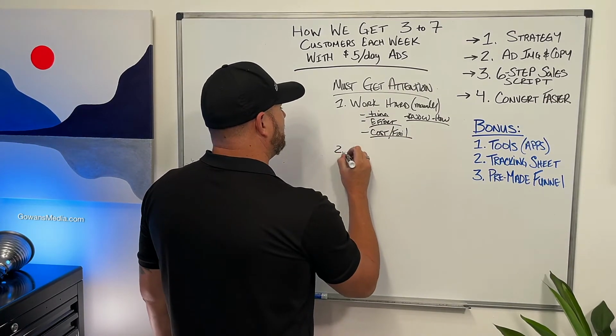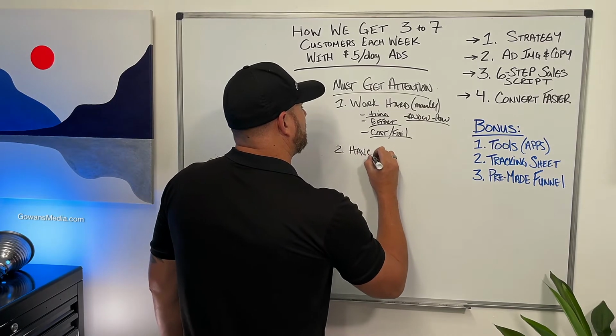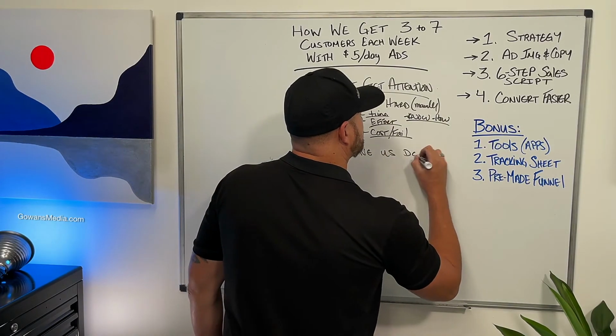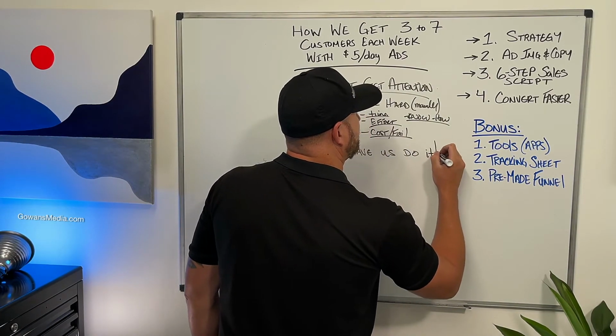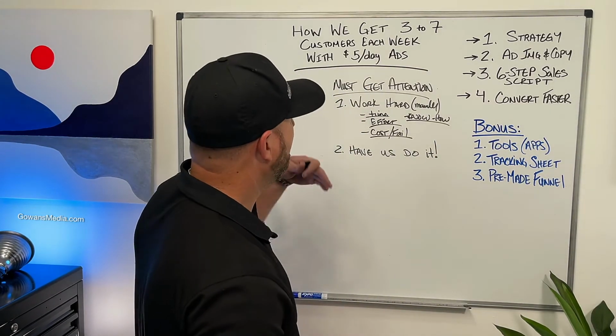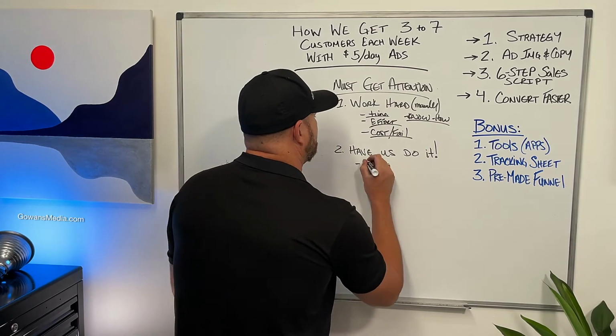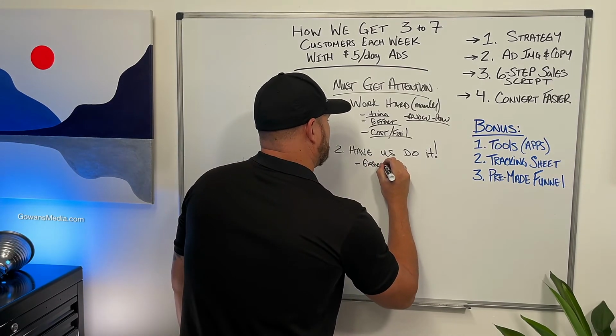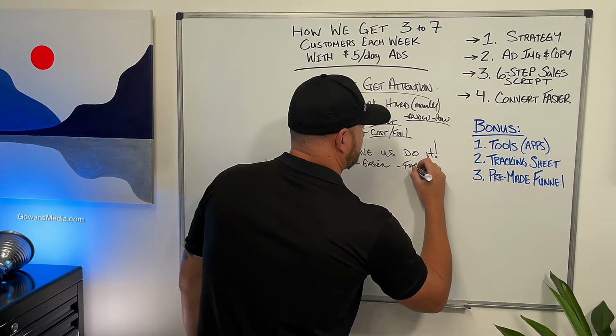The second one is to have us do it, okay? So we're really good at this stuff. We've been doing this for a long time. We've made 7 figures doing this stuff repetitively, and we're really gonna make it a lot easier, okay? It's gonna be a lot faster.